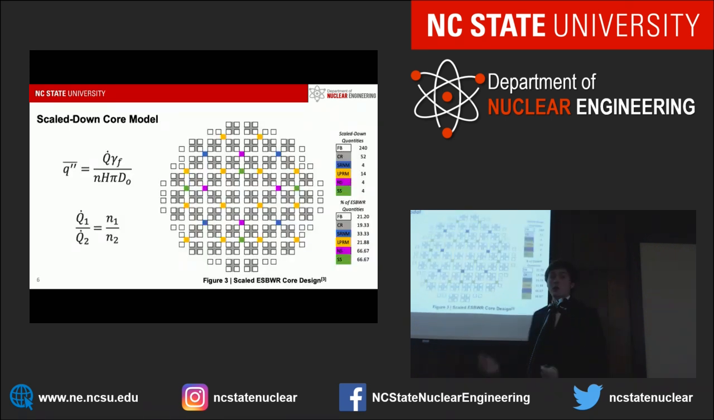So we had to start somewhere, and we decided to start with the ESBWR, which stands for the Economic Simplified Boiling Water Reactor, which was a natural circulating BWR developed by GE. And we were able to scale it down by initially starting with the average heat flux, and by assuming identical fuel performance in the same geometry, we were able to narrow it down to the second equation, which states that for 20% of the heat input, there'd be 20% of the fuel assemblies.